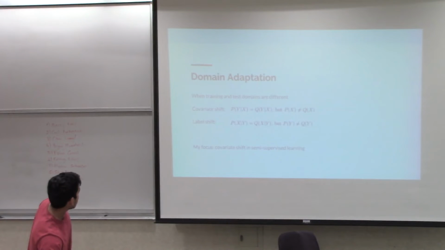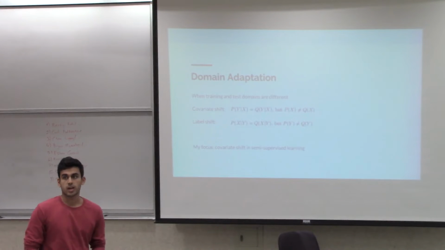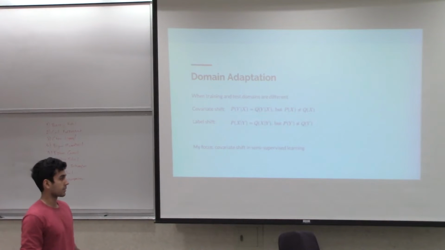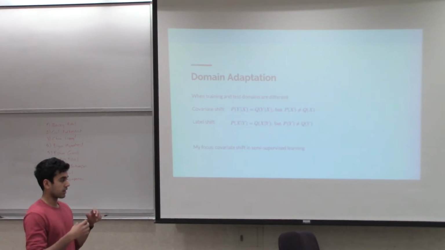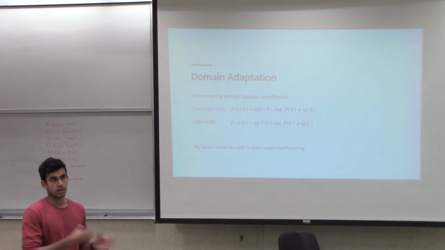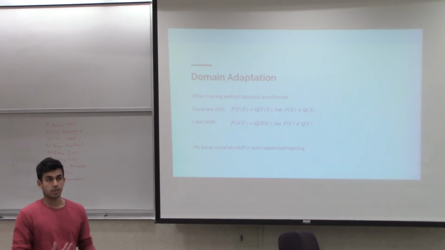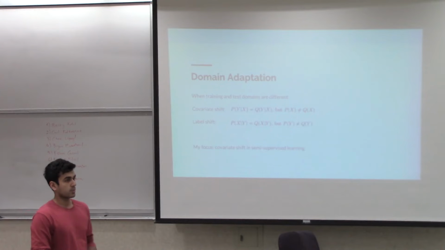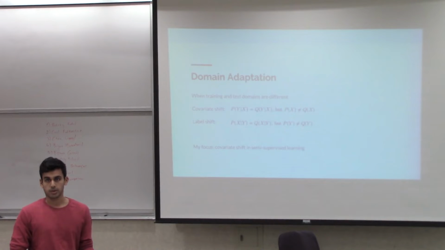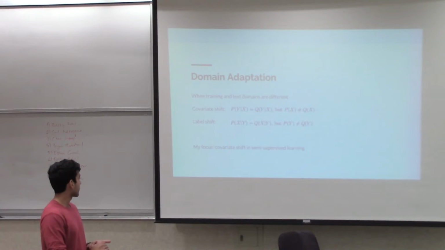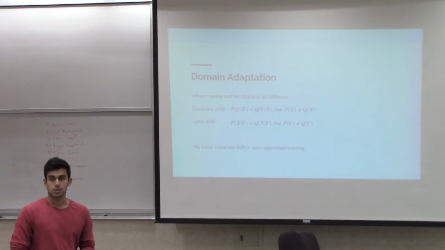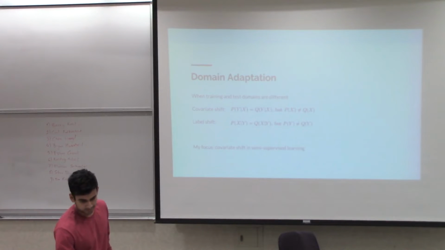Tackling this problem of differences between training and test distributions is known as domain adaptation. There are two main cases we see in this. One is covariate shift, which was just talked about, when the source distribution and the target distribution are different, but the labels are the same. And label shift is when, conversely, the labels are different between the distributions, but the general distribution of the covariates are the same. My focus will be on covariate shift in a semi-supervised learning situation.